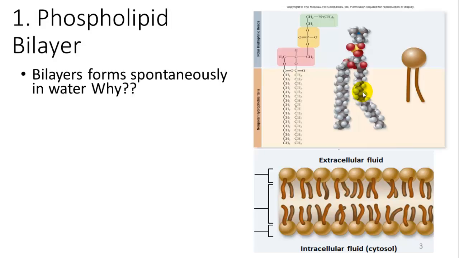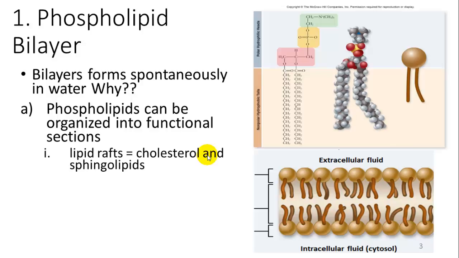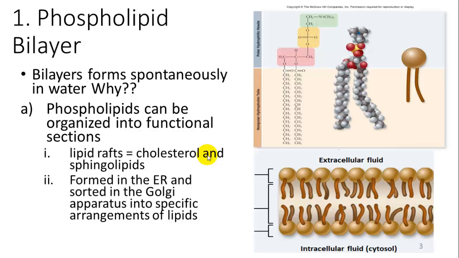Okay. So bilayers form spontaneously in water, and the reason is because those hydrophobic tails will start to aggregate towards each other and make these layers. And these phospholipids can then be organized into different functional sections, because there are different types of phospholipids. So lipid rafts are made of cholesterol and a type of phospholipid called a sphingolipid. And these are formed in the endoplasmic reticulum and then sorted in the Golgi apparatus into specific arrangements of lipids, and then embedded within the lipid bilayer.